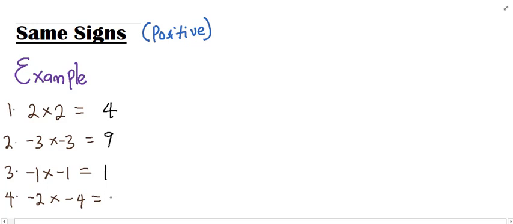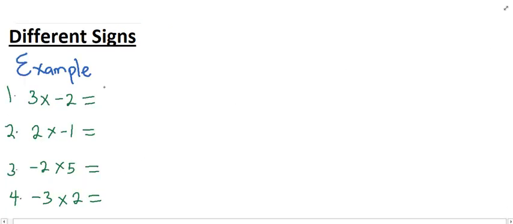2 times 4 is just 8. Minus times minus is the same as positive. So when you have same signs multiplying, don't make the mistake of adding a negative or a positive. Just know that same sign will give you what? A positive. Different signs give you negative. So let's go to the next slide.